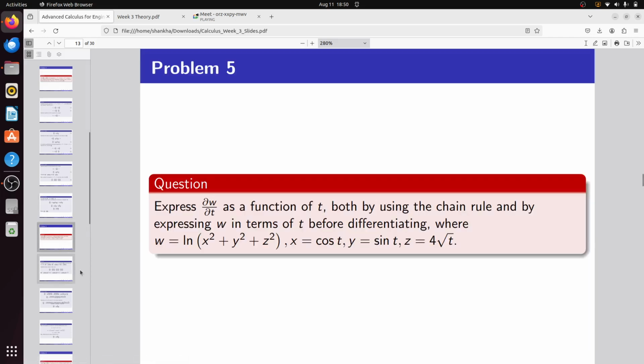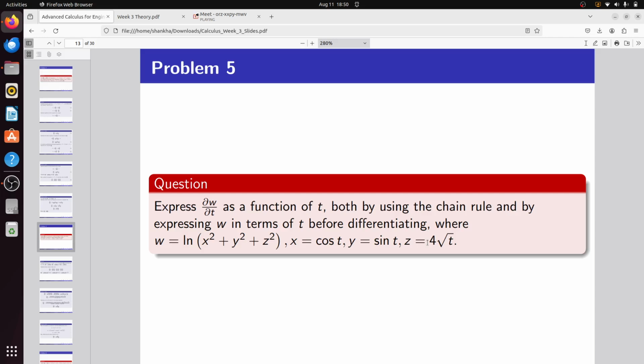So next, you need to determine del w del t as a function of t, both by using the chain rule and by expressing w in terms of t before differentiating, where w equal to ln of x square plus y square plus z square, with x equal to cos t, y equal to sin t, z equal to 4 square root t.